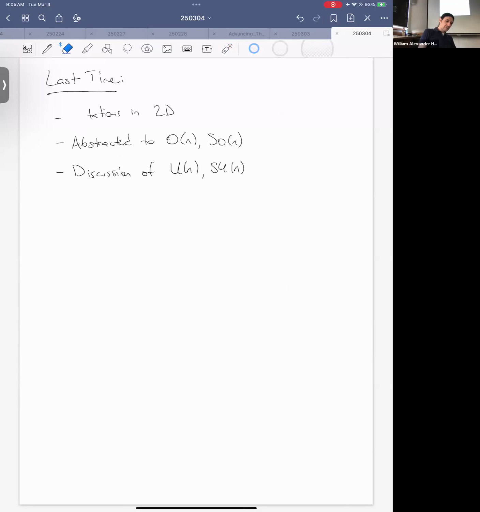We also talked about rotations in 2 dimensions. We abstracted to the O(N) and SO(N) groups and had a discussion of the U(N) and SU(N) groups. So having perhaps brought this all back up to RAM for you, are there now any questions? If there are no questions, I'm a little worried that people are totally lost, because otherwise the other option is that everybody's completely on board, which would be, yeah, great.